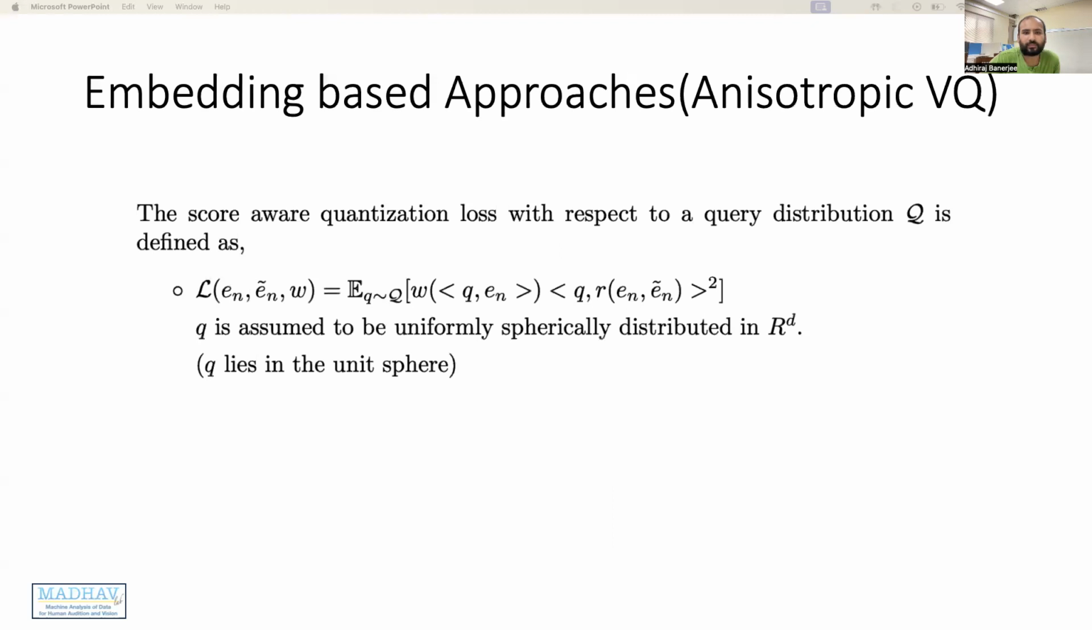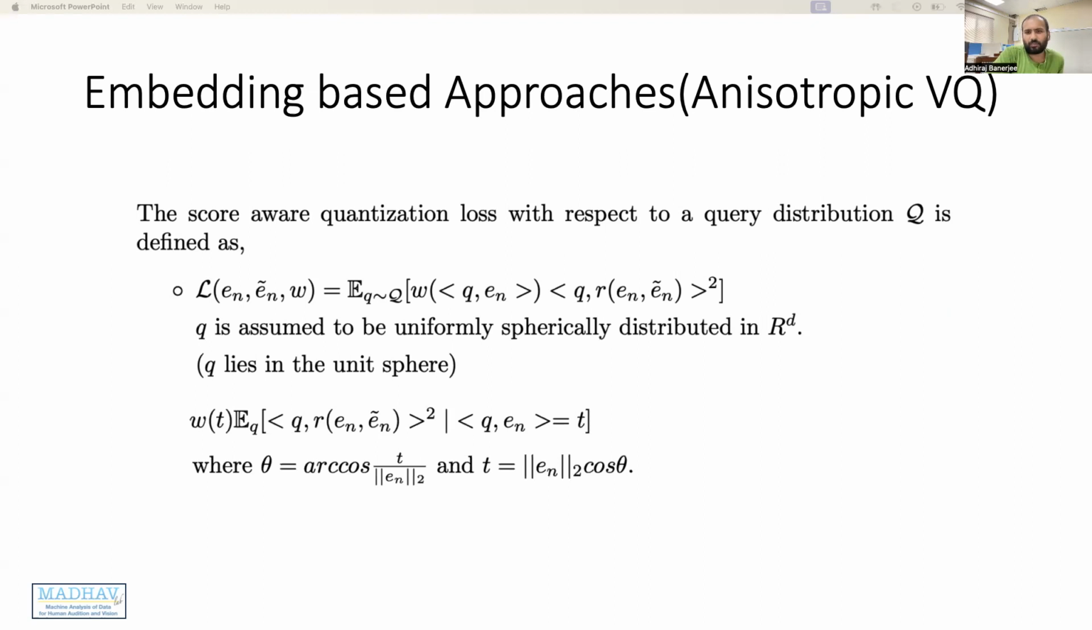So the weighting term's value is dependent on the value of the inner product of the query with the database embedding En. As we saw in the isotropic case, the quantization loss was independent of the norm of the query. Hence, we can assume the query to be uniformly spherically distributed in d dimensions. That is, q is uniformly distributed in the d-dimensional unit sphere. Let's see how the expectation looks given a particular value of the inner product between the query and the database embedding En.